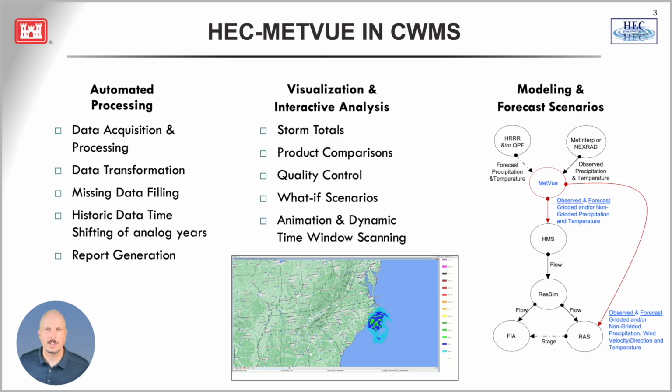Finally, HEC-MetVue provides additional value in SWMS through visualization and interactive operations and analysis. Basin average storm totals and meteorological data statistics in general can be visualized on the fly. Multiple map windows can also be tiled together for comparing different products, especially different forecast products. MetVue can be used interactively to modify gridded data as part of quality control or to generate what-if scenarios. Plus, animation is very valuable for viewing weather patterns and for gleaning insights into the possible effects on areas of interest.